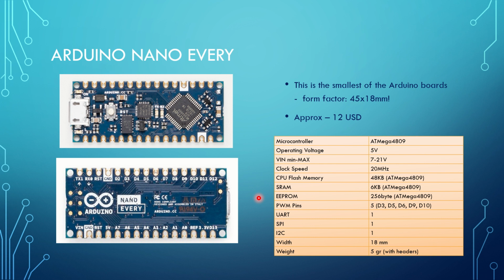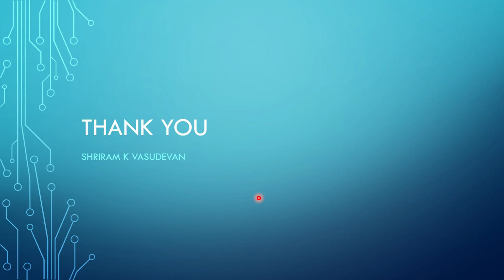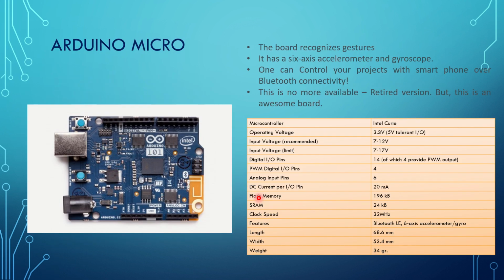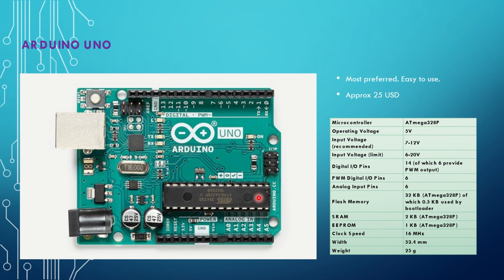It will feel like air in the hand, and it's going to be pretty light for you. It's just 5 grams. I hope the session was useful, and these are the 4 versions that you will have in the market right now, which you can purchase and start using. And based on the applications that you are really building, you can choose which is best for you: Arduino Nano Every, Arduino Micro, Arduino Nano, and Arduino Uno.